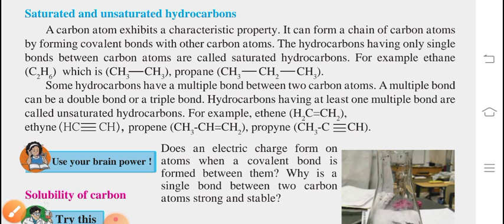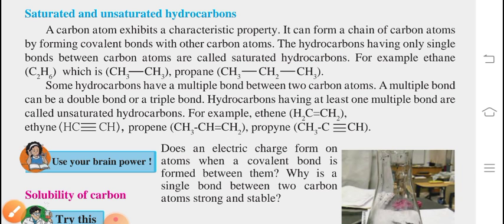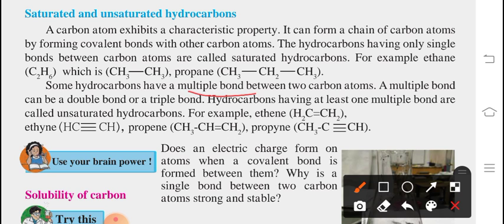That is why we can name it as saturated hydrocarbons. Some hydrocarbons have a multiple bond between two carbon atoms. A multiple bond can be a double bond or a triple bond. Hydrocarbons having at least one multiple bond are called unsaturated hydrocarbons.